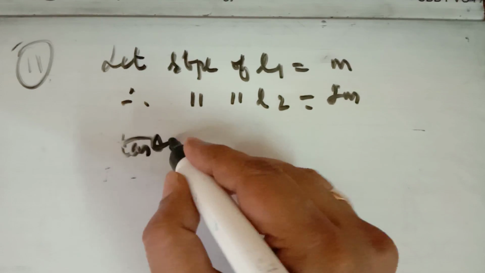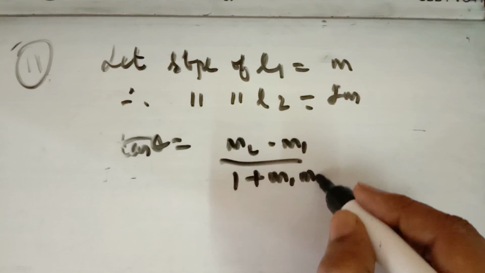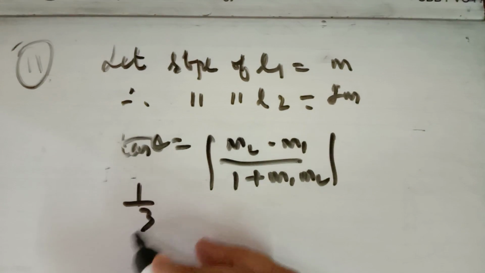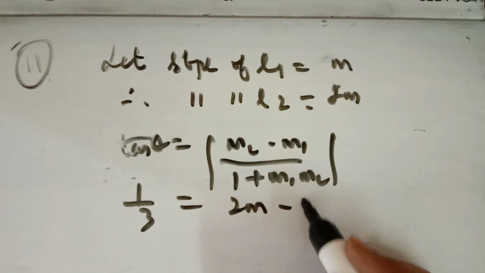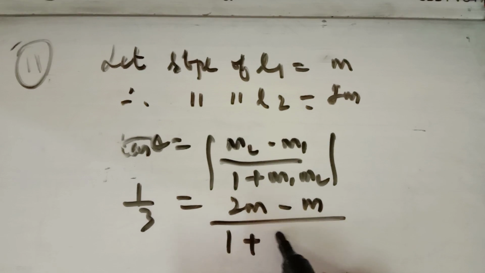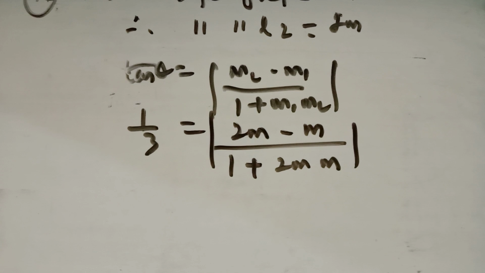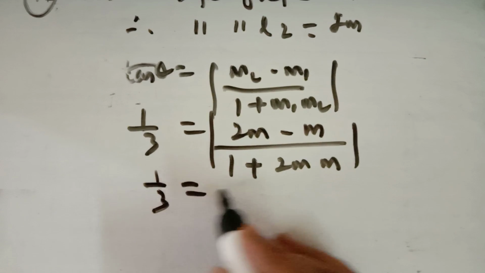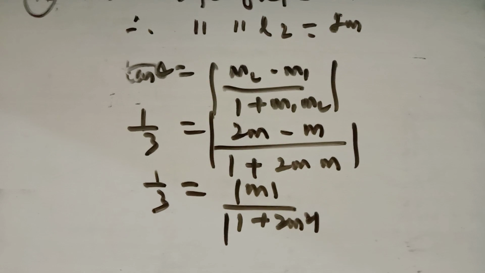Now we know that tan of the angle between the two lines is (m2 minus m1) upon (1 plus m1 into m2). The tan theta is given as equal to 1 upon 3. 2m is the slope of the second line, m is the slope of the first line, and the product is 2m into m. Now you have to solve this equation to find the value of m. So it will be 1 upon 3 is equal to mod m upon (1 plus 2 m square).